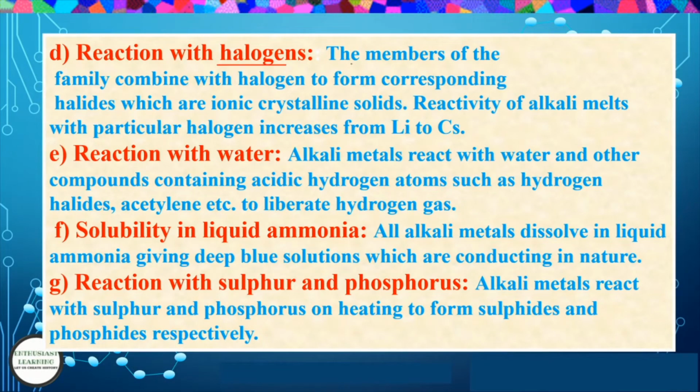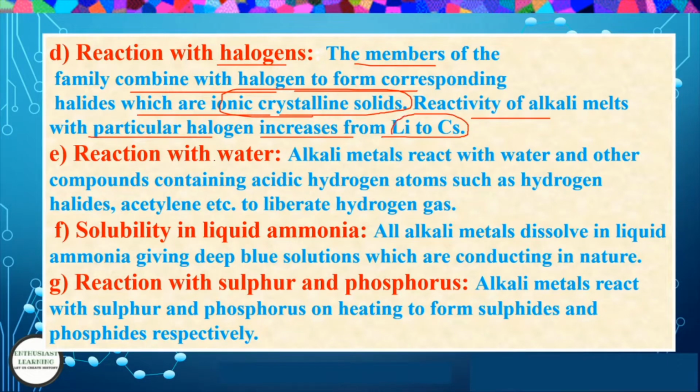Reaction with halogens. The members of the family combine with halogen to form the corresponding halides, which are ionic crystalline solids. Reactivity of alkali metals with a particular halogen increases from lithium to caesium.